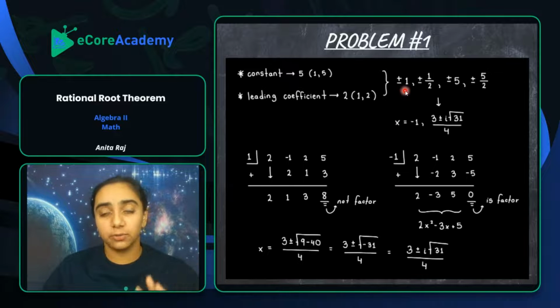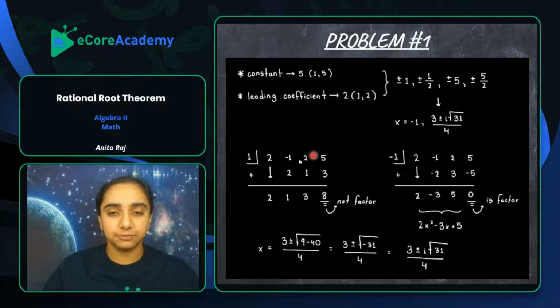I always suggest going with 1, and so did my teacher. If 1 is one of the possible roots, always start with 1 because it's the easiest to work with. So we'll start with positive 1, and we'll do synthetic division. We're pretty much writing the original polynomial we were given. So it was 2x cubed minus x squared plus 2x plus 5. We're going to just write the coefficients. Hopefully by now you know enough about synthetic division.